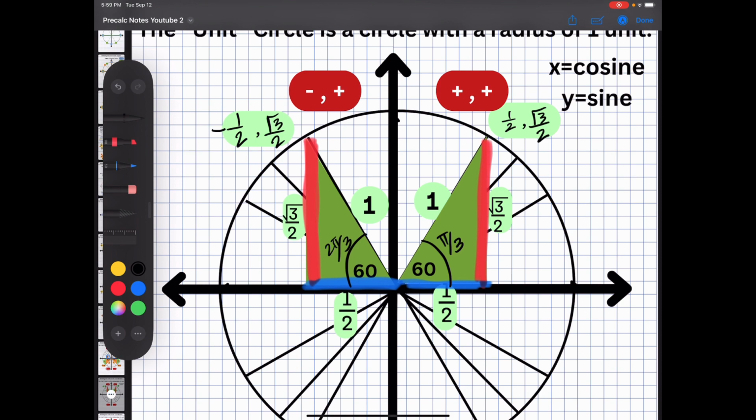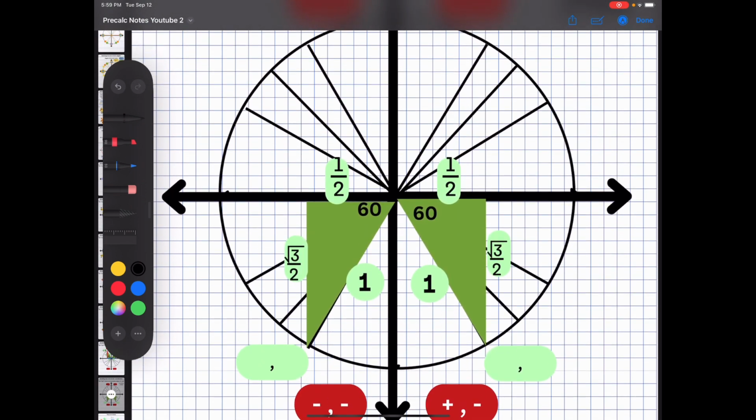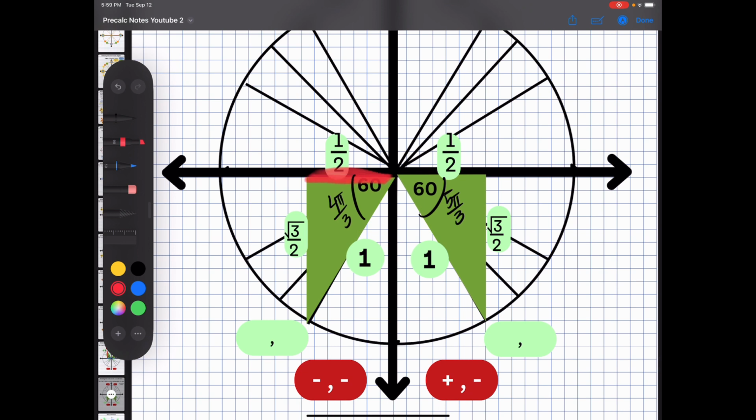If I flip these triangles downward, this is what I get, and these would be the angles of 4 pi over 3 and 5 pi over 3. To find the x coordinates, I use my 1/2 value since it's parallel to the x-axis. And to find the y value, I use radical 3 over 2. That is parallel to the y-axis, and both must be negative in this quadrant.